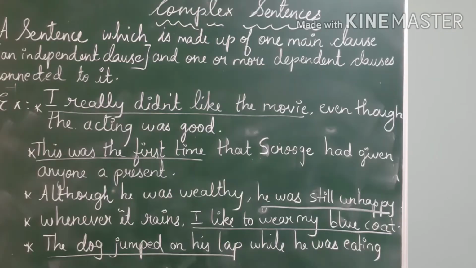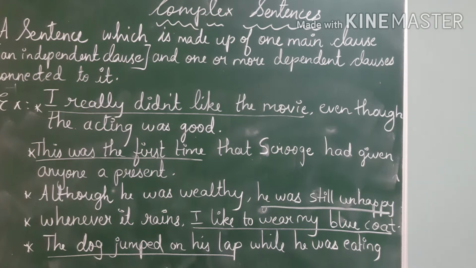The structure of complex sentences is dependent clauses, that is, subordinating conjunctions, the subject plus verb plus the remaining part of the sentence. So remember, this is the structure. Some examples of complex sentences are: I really didn't like the movie even though the acting was good. The main clause is I really didn't like the movie. The conjunction over there is used, remember. So it becomes a complex sentence.